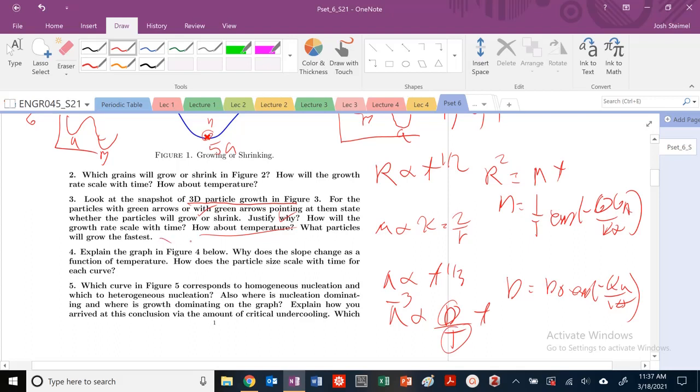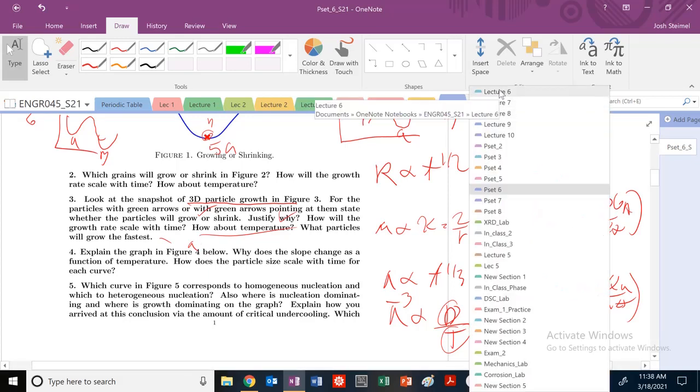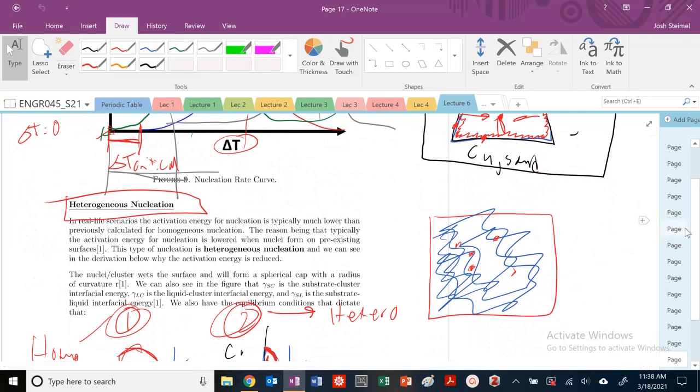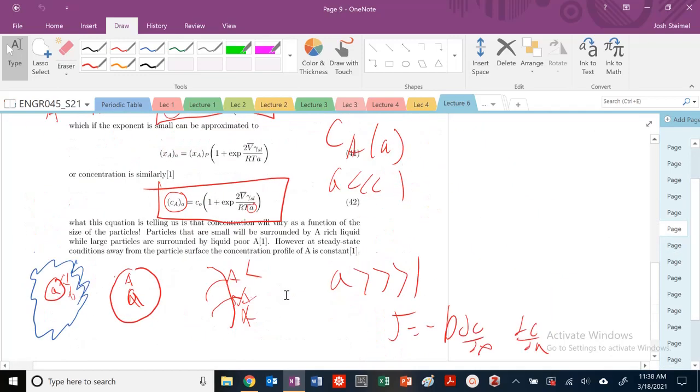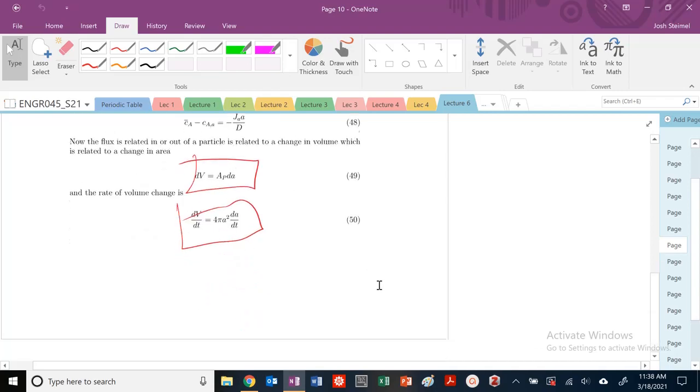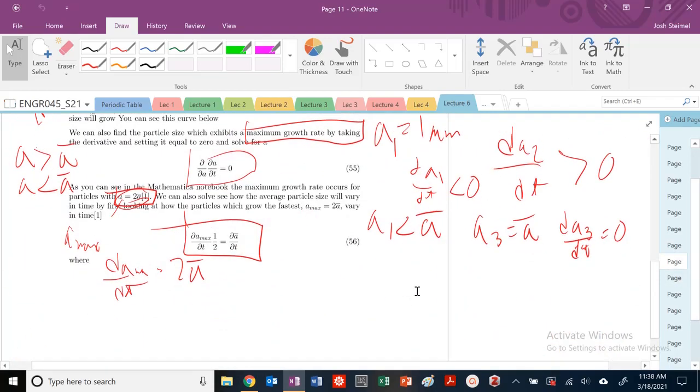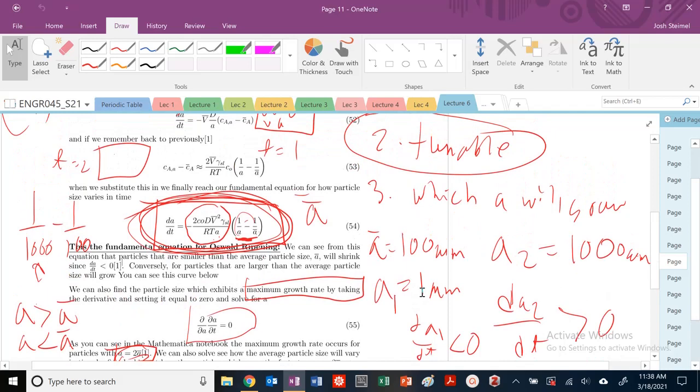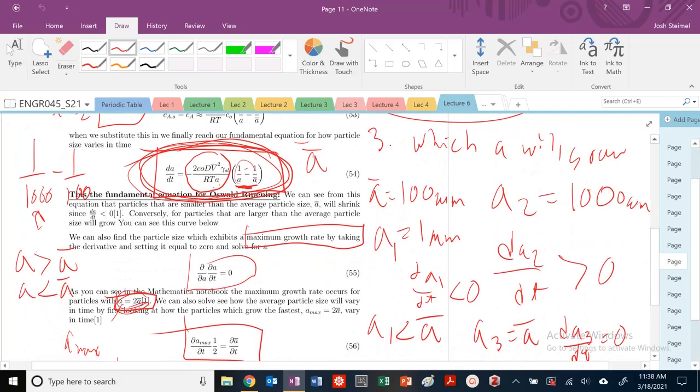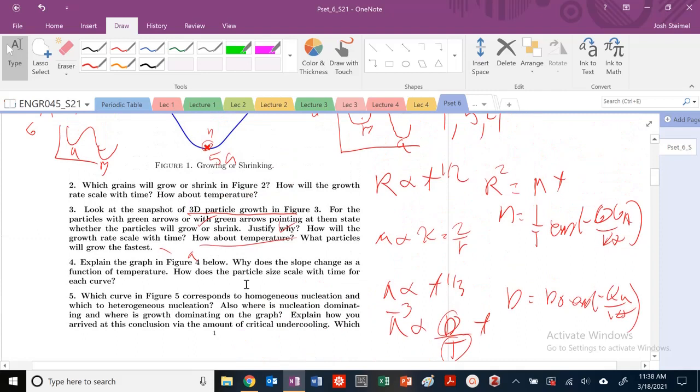And what particles grow the fastest? If you take the derivative of our equation here in lecture 6, we took the derivative and we saw the particles that grow the fastest are going to be equal to A equal to 2A bar. So let's go back to our Pset 6. A is equal to 2A bar. Those are the particles that are going to grow the fastest. Excellent. So let's go ahead and go on to problem 4.